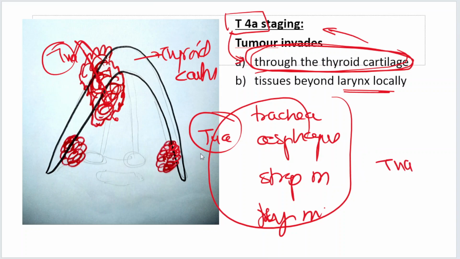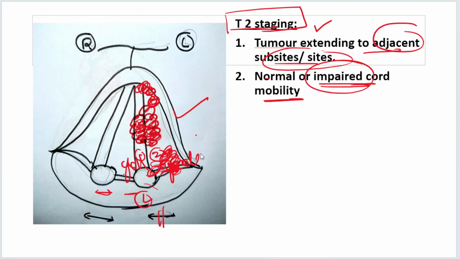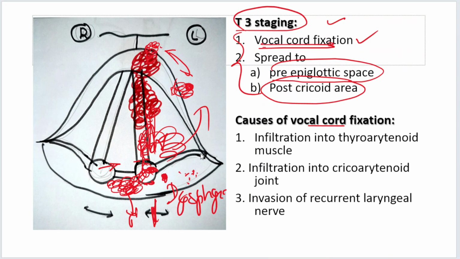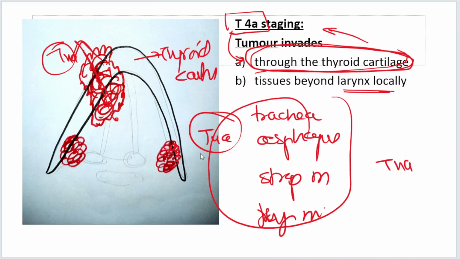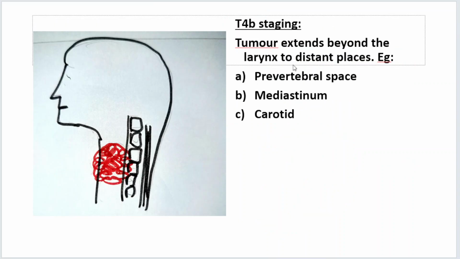So stage T2, it is confined to the larynx. Stage T3, it is going beyond the larynx into the pre-epiglottic area. Stage T4A, it is going beyond the thyroid cartilage. Stage T4B is distant places.